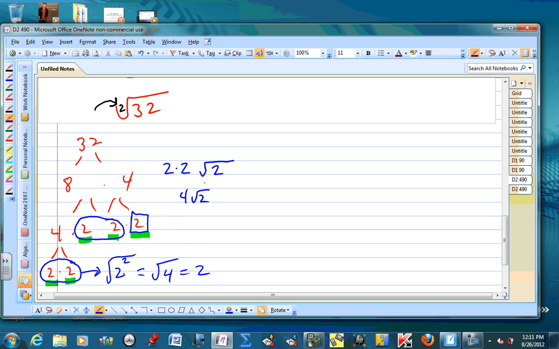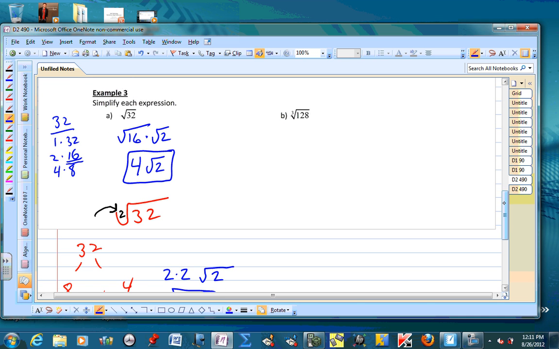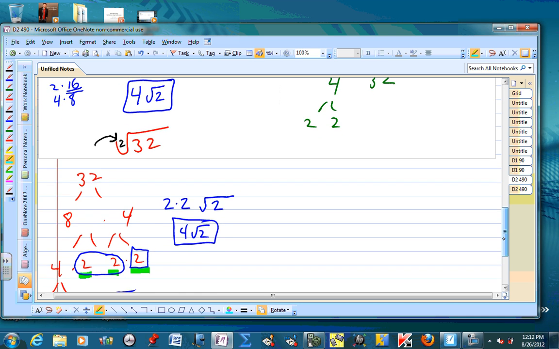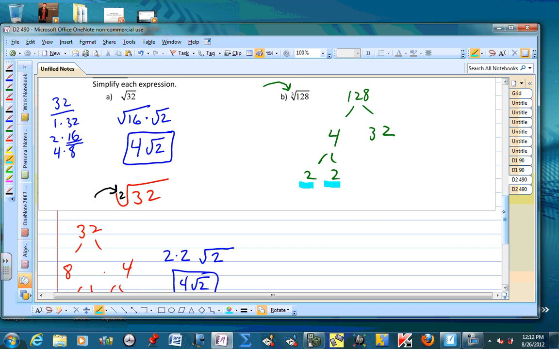So hopefully this was helpful. Let's go take a look at part B. Part B, you have to notice now that the root index is 3. We're taking the third root of 128. Most people aren't going to do this one mentally really quickly, so let's list the prime factorization of 128 and see what we get. We can call this 4 times 32, 2 times 2. We got prime factors, so we'll stop there.